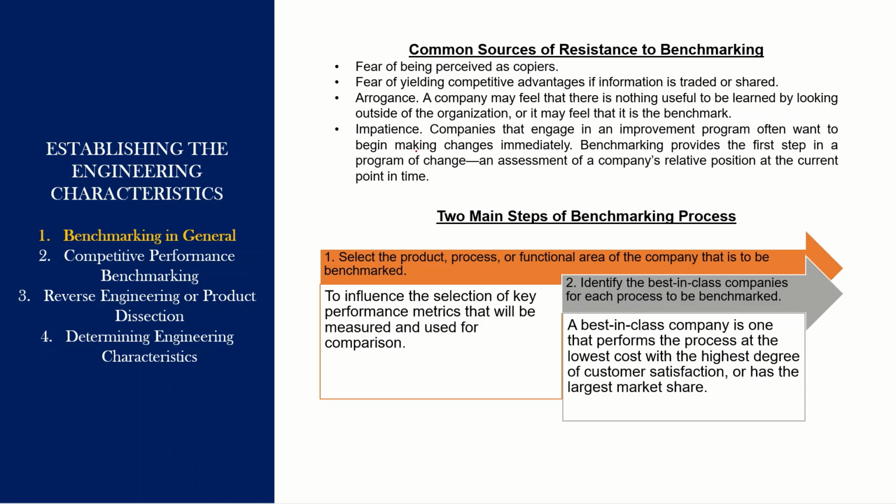And there are two main steps of the benchmarking process. Select the product, process, or functional area of the company that is to be benchmarked, which is to influence the selection of key performance metrics that will be measured and used for comparison, and then identify the best in class companies for each process to be benchmarked.